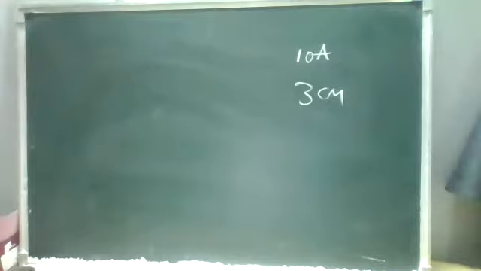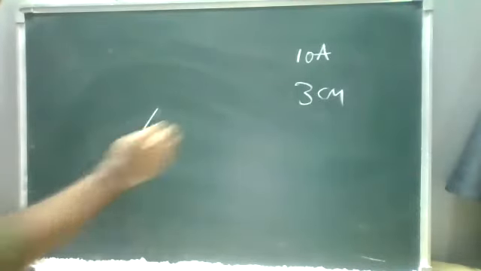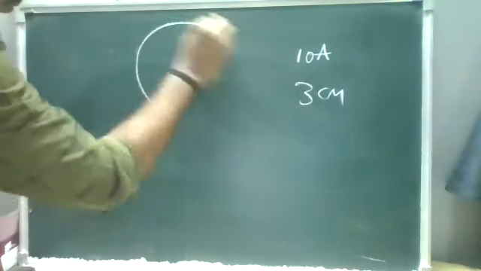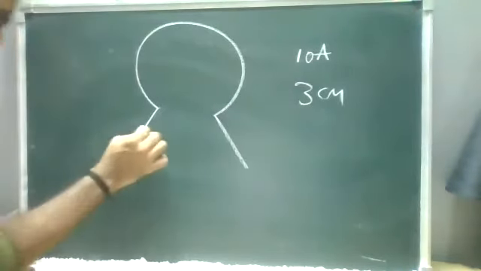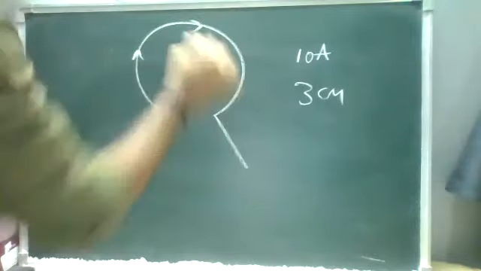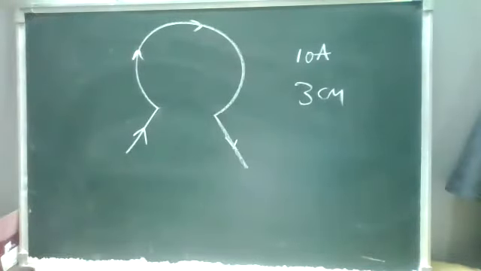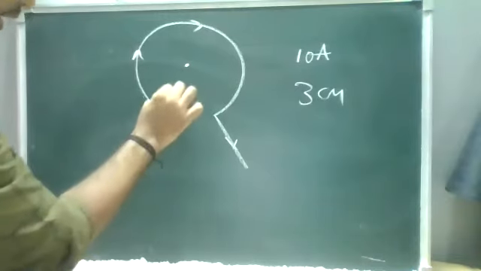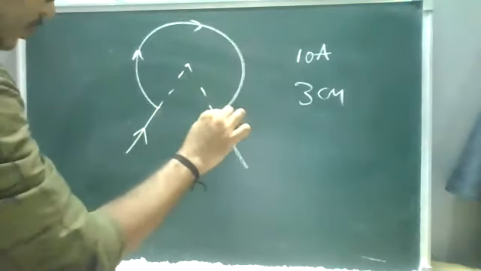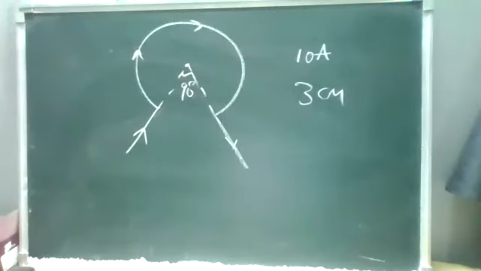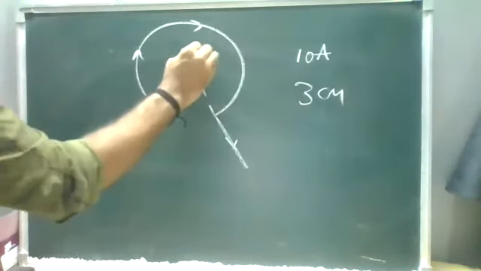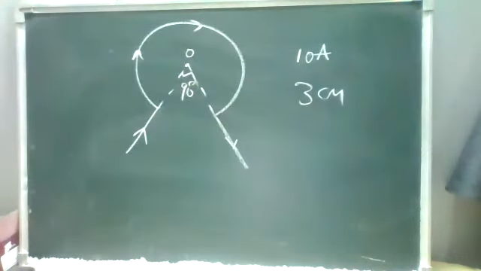Okay, this is your picture. On one side the current was entering here, and on the other side the current was leaving. At the center, when I extend this, it makes an angle of 90 degrees. Okay, it is your center, I'll take it as O. We need to find the magnetic field at the center.